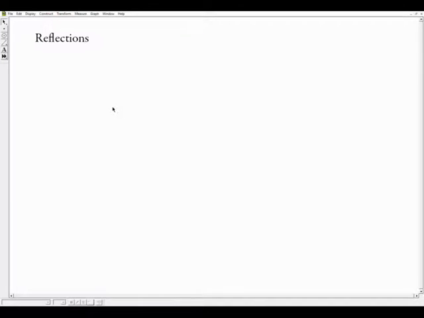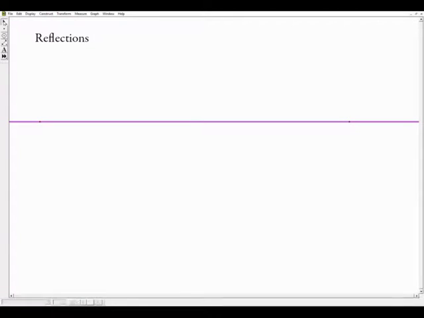So this lesson is about reflections, and I wanted to start by showing you how they work using this Geometer's Sketchpad software. The idea behind a reflection is you're going to have a mirror line, and we're always going to have our mirror lines horizontal.